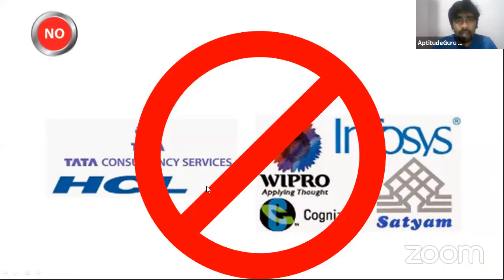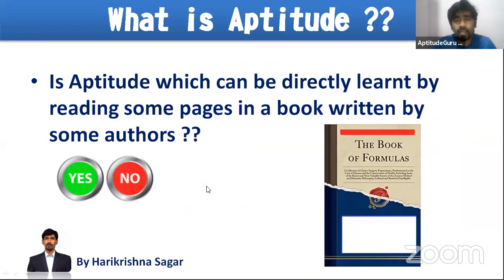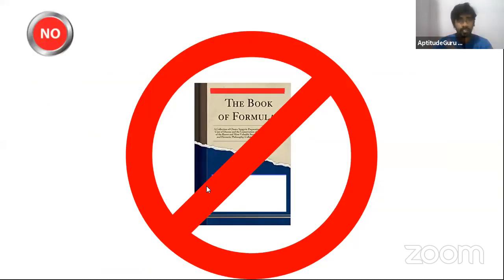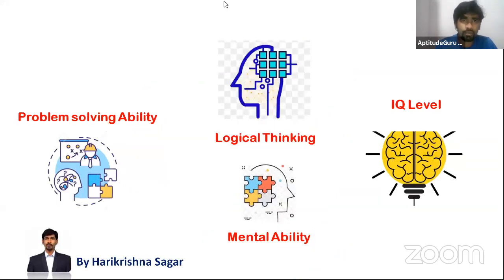Is aptitude something that can be directly learned by reading some pages in a book written by some authors? Or can we get aptitude by reading some formulas available in the book? Definitely, we can say no. It is not going to be obtained by that. Most of you have given these responses, and that is what I expected from your end.